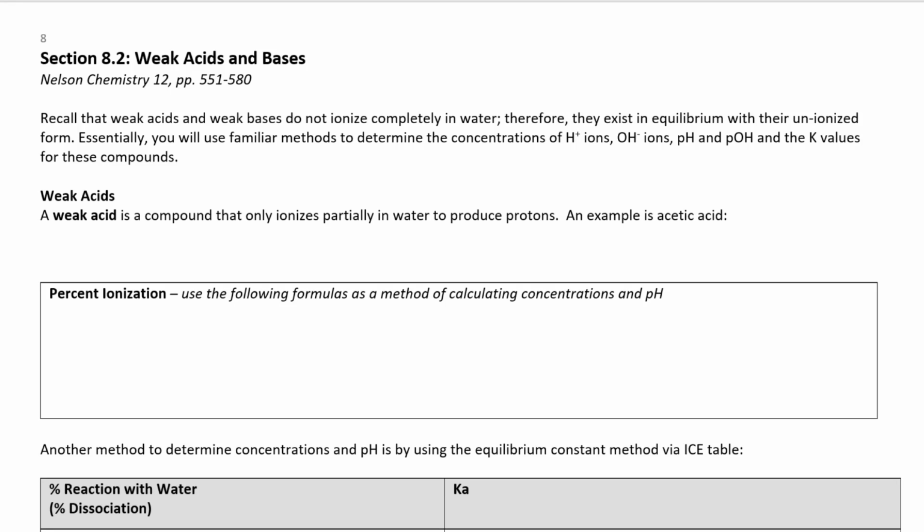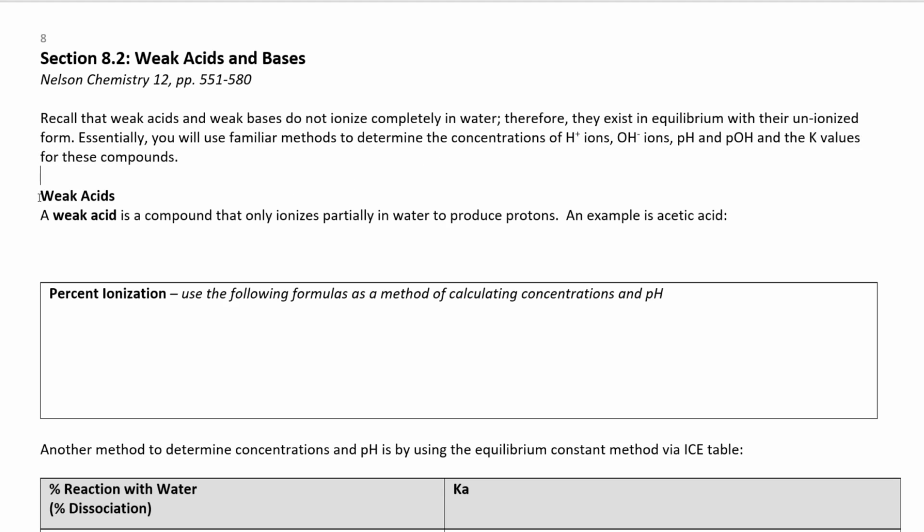In this video, we're going to be studying the concepts and calculations involved in weak acids. The most important thing to remember is that weak acids do not ionize completely in water. So weak acids always have an equilibrium with their unionized form. Effectively, we're going to use familiar methods to determine the concentration of H+ ions, OH- ions, pH, and pOH, and then find K values for these compounds.